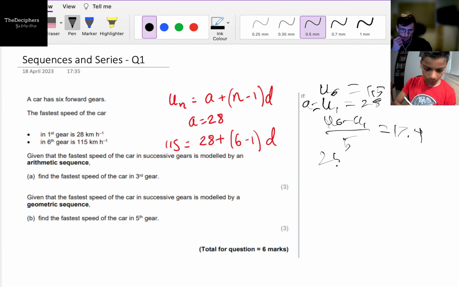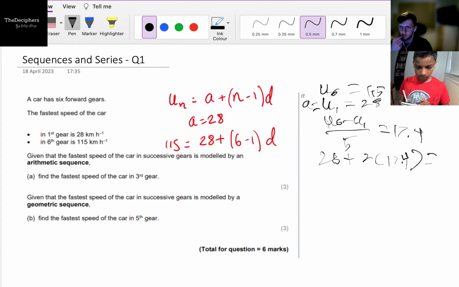So we'll have to add 28 plus 2 times 17.4, because it's third gear and 3 minus 1 is 2. So that would be 17.4 times 2 is 34.8, then plus 28 is 62.8. Great stuff, that's correct.